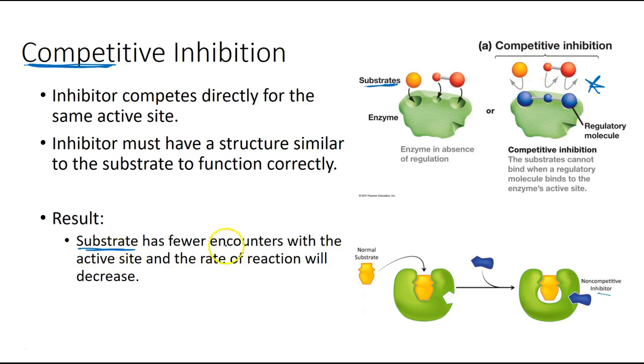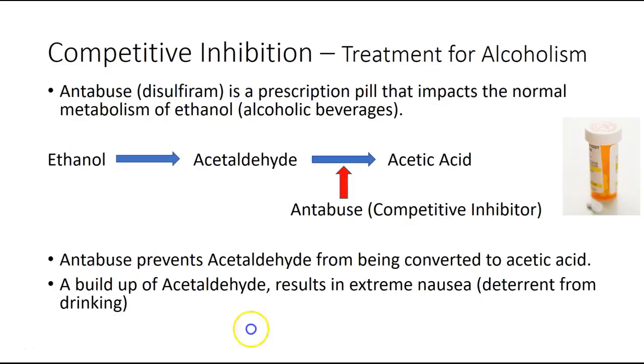Okay, so if the substrate has fewer collisions with the active site, the rate of reaction will decrease. Okay, that's simple. And a specific example of competitive inhibition in medicine is the pharmaceutical Antabuse, or disulfiram. Disulfiram is a drug that is given to patients in the form of a pill that impacts the normal metabolism of ethanol. And ethanol is the type of substance that is found in alcoholic beverages and causes a lot of the addiction to that particular drug.